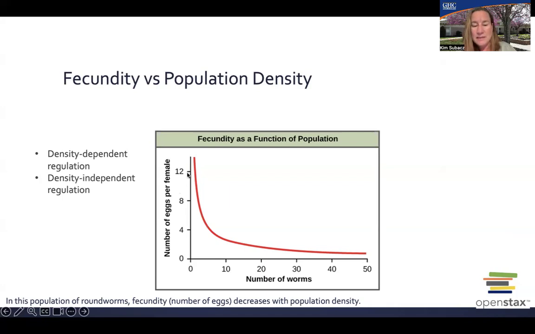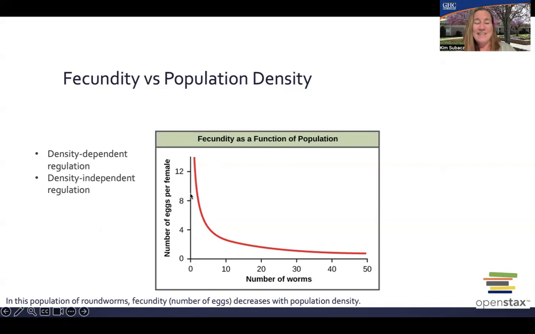So you can see that when numbers are low on the worms, females are very fertile. But as we creep up to 20 and 30, those number of eggs per female drop drastically from over 12 eggs to like 2 eggs per female worm, because it is density dependent. The density of the worms affects the fertility of the females in that population. So this is absolutely a perfect example of density dependent.